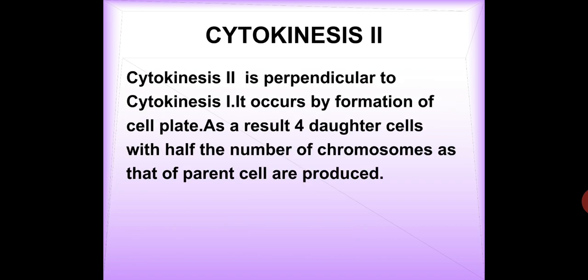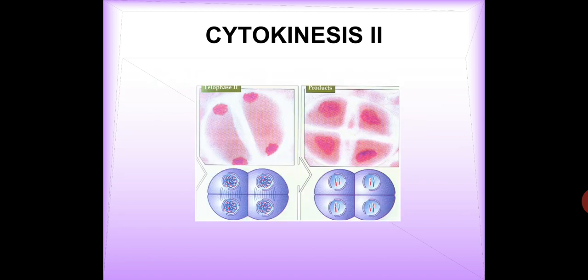Cytokinesis 2 is perpendicular to cytokinesis 1. It occurs by formation of cell plate. As a result, 4 daughter cells are produced with half the number of chromosomes as that of the parent cell. Point to remember, cytokinesis 2 is perpendicular or at a 90 degree angle to cytokinesis 1. In this picture you can see telophase 2 on the top left and, on the top right, telophase showing cytokinesis.